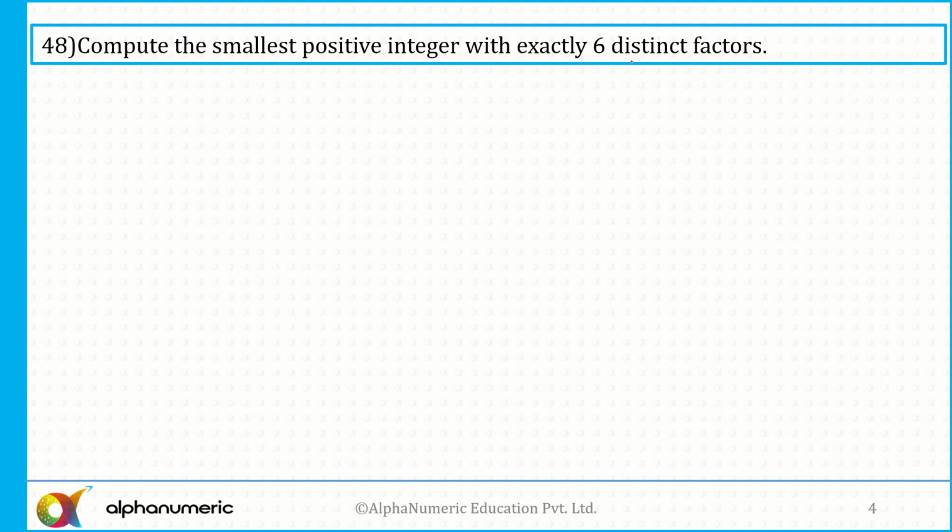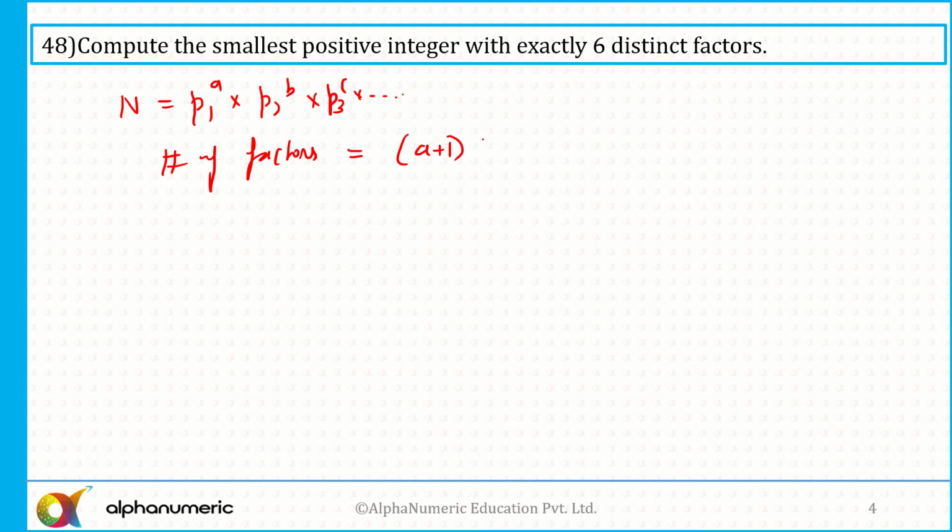Compute the smallest positive integer with 6 distinct factors. Now we always know that if there is any number which is in the form of p1 raised to power a into p2 raised to power b into p3 raised to power c and so on, the number of factors is always equal to (a plus 1) into (b plus 1) into (c plus 1) and so on. So 6 can be written as 6 or 6 can be written as 2 into 3. Okay, these are the only two possible ways.